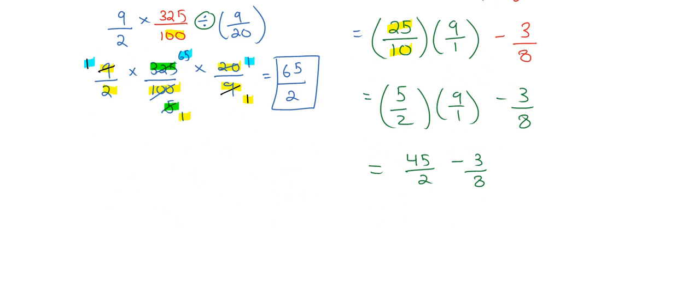Now this is a problem that everyone should feel very comfortable with, taking two fractions and subtracting them. Let's keep things simple and get a common denominator here. If I have a 2 here, how do I change 2 into an 8? Well, I times it by 4, so that's going to give me an 8 there. And then I take my 45 and times that by 4, and that would give me 180. So my final answer here is going to be 177 divided by 8.